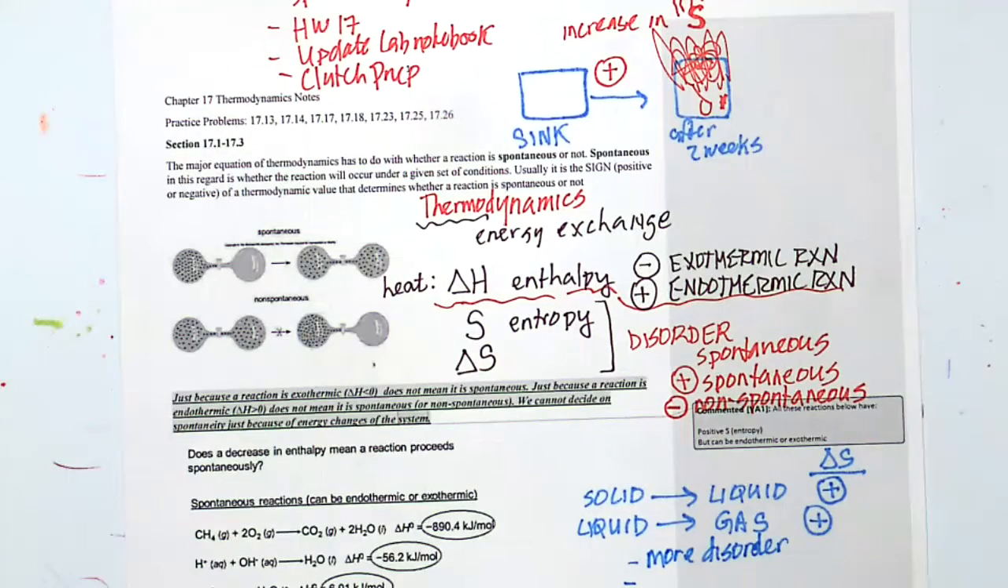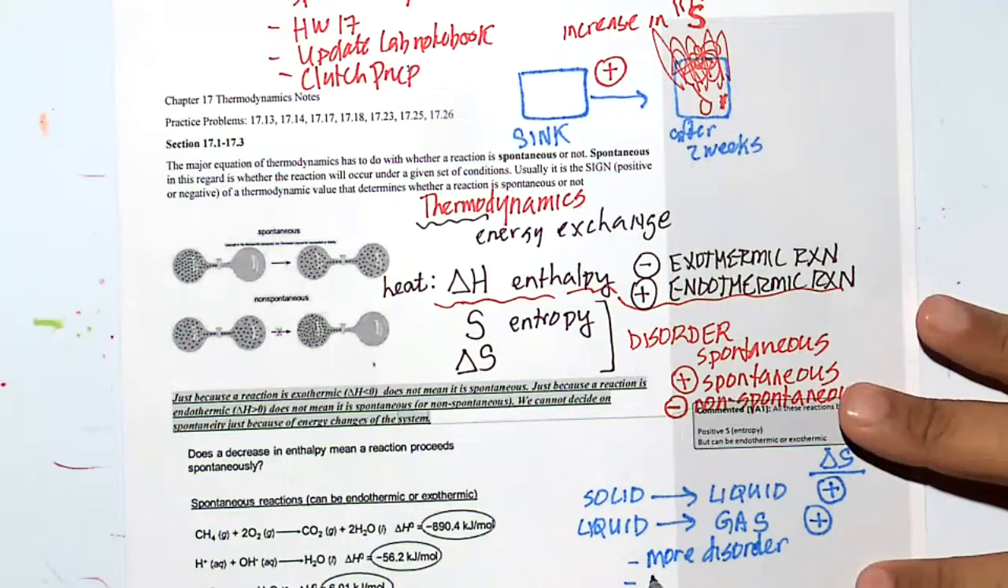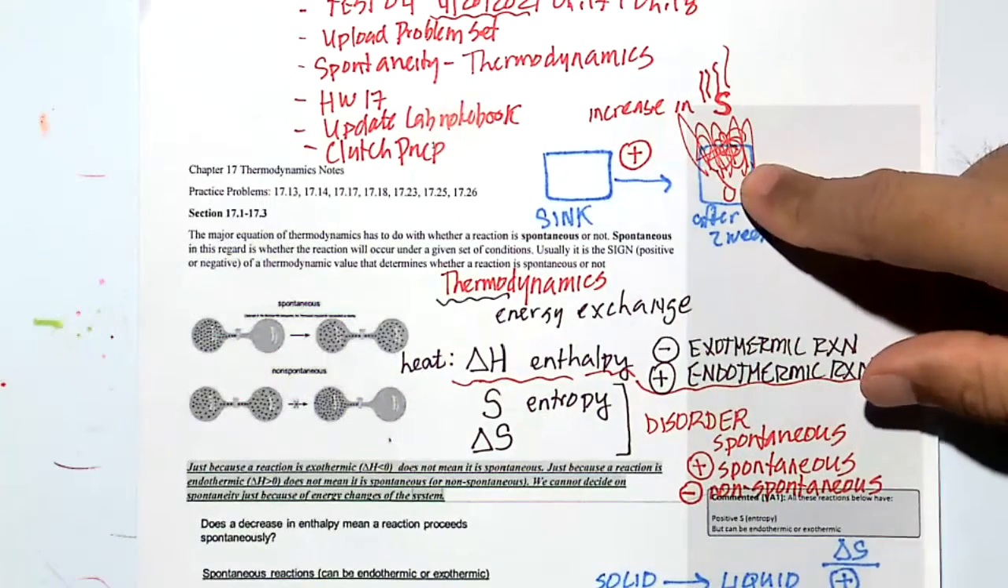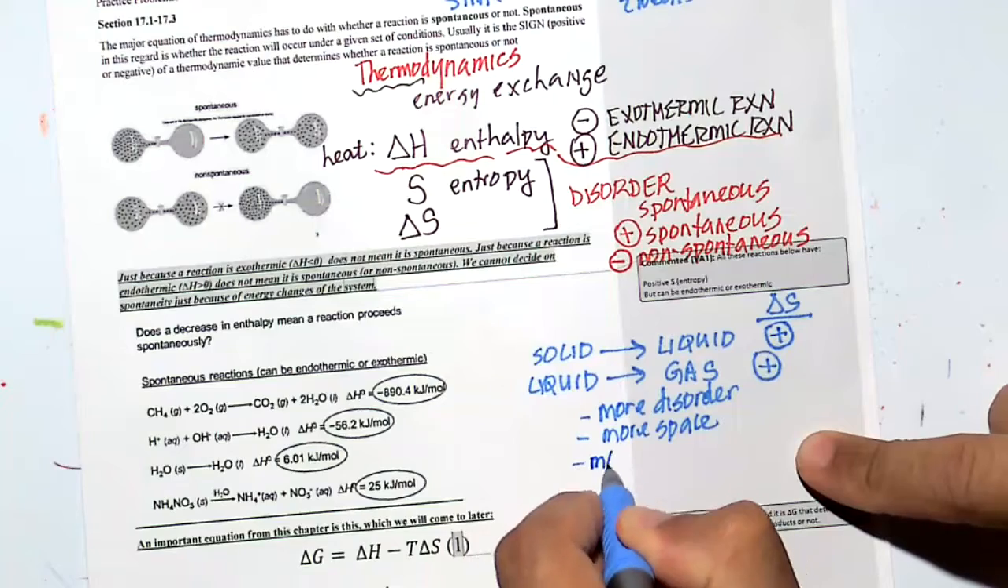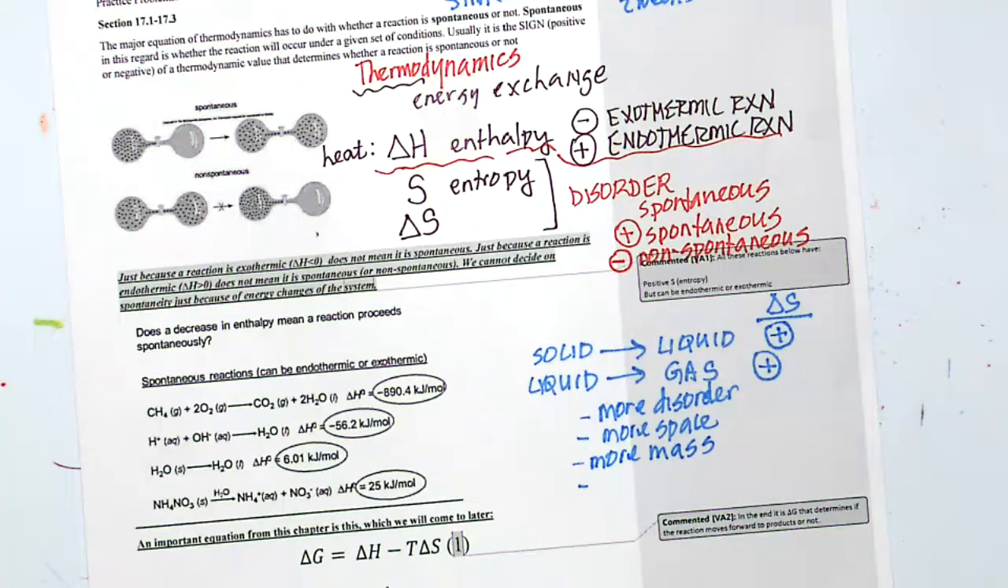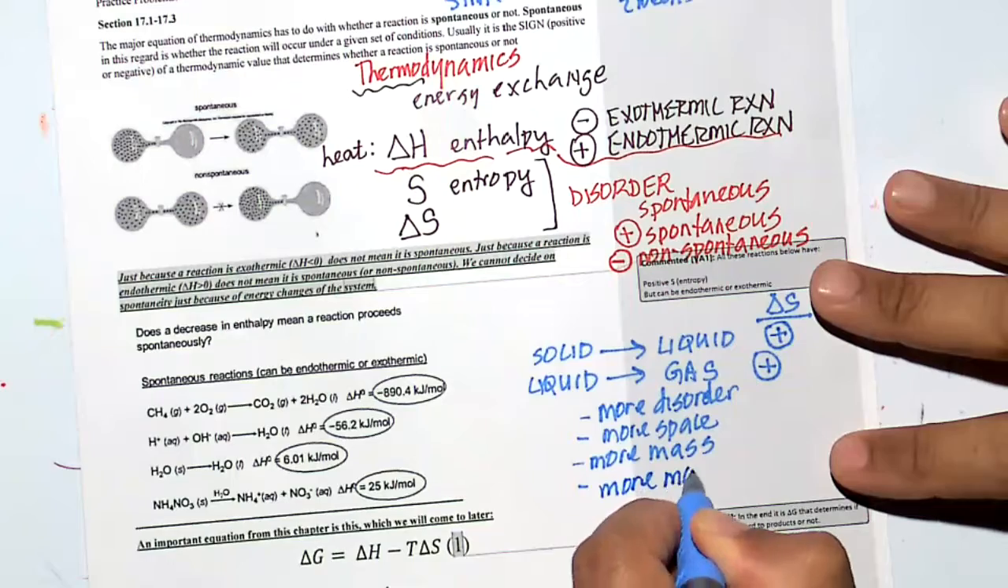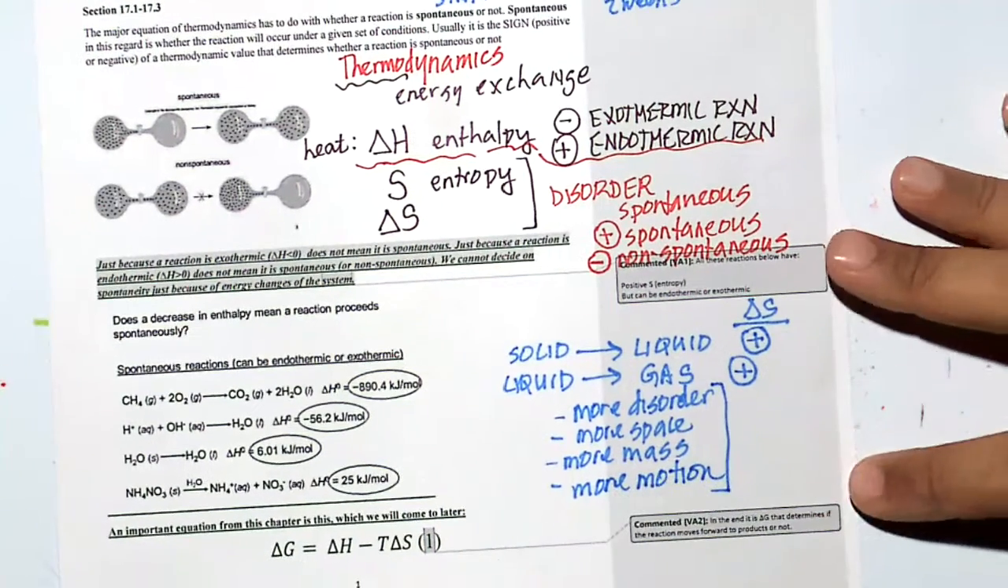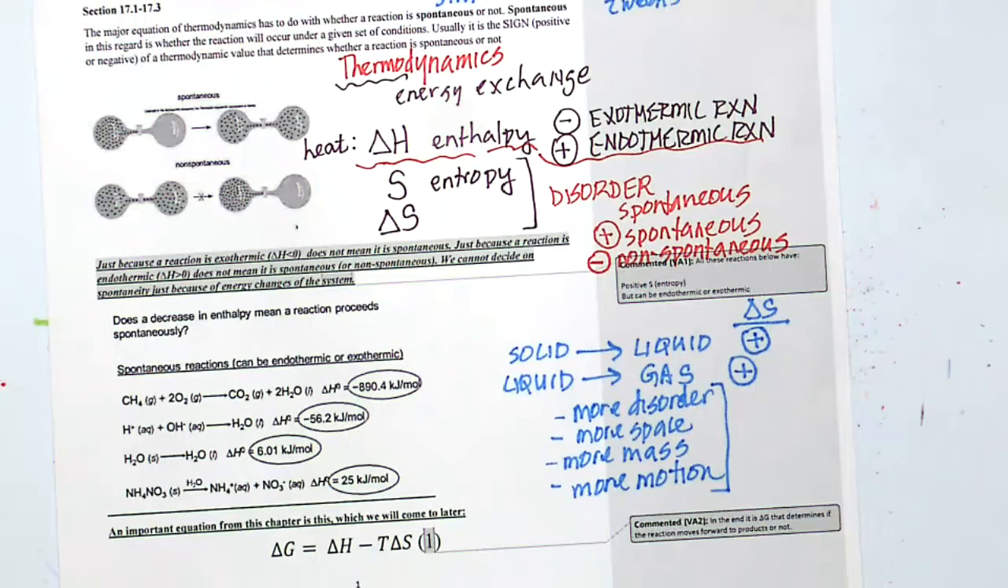More disorder. More space. A gas takes up a lot of space, whatever it can. Even more mass. What else? More motion. Molecules move. If you ever study structural biology, you'll realize that molecules are actually moving. The molecules rotate, bonds rotate. Molecules really have a lot of motion to them. All of these are usually associated with an increase in entropy, more disorder.